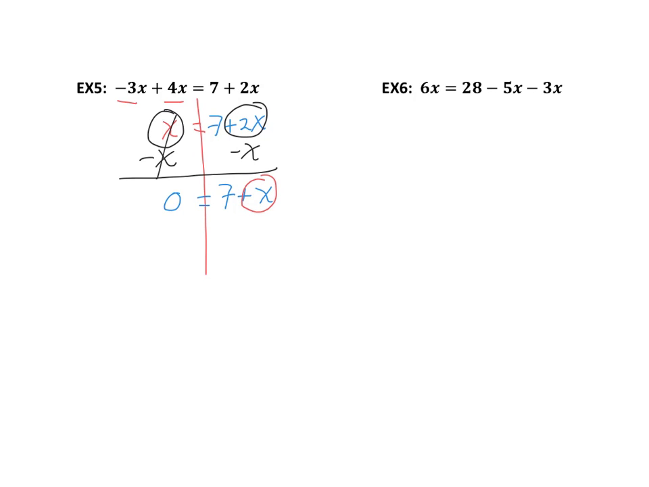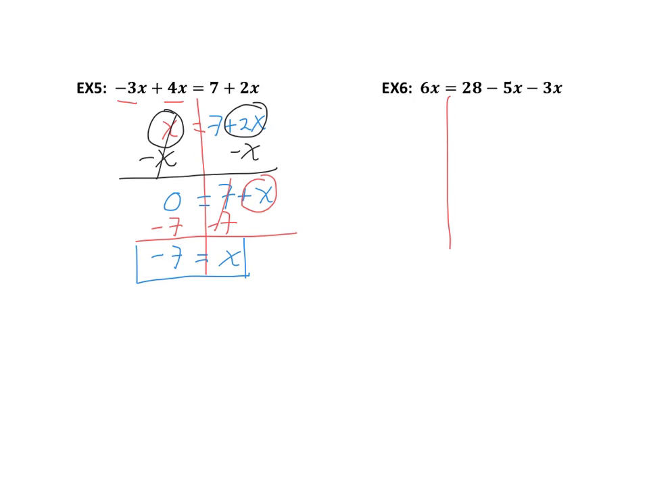We've got to get the x by itself, and we have to get rid of a positive 7. To get rid of a positive 7, you have to subtract 7 from both sides. The 7's on the right cancel. 0 minus 7 is a negative 7 equals x. So the actual answer is negative 7.